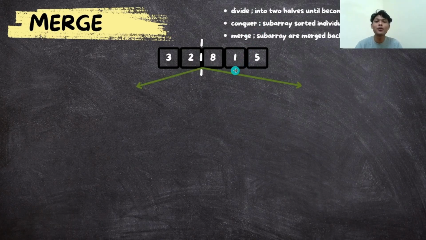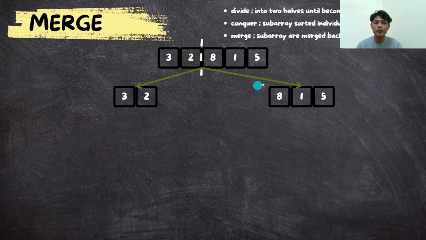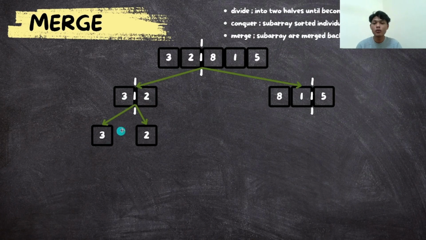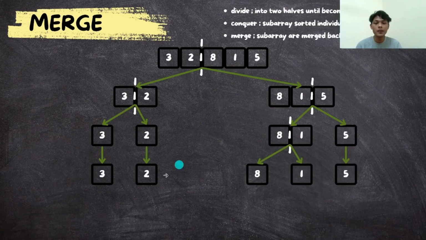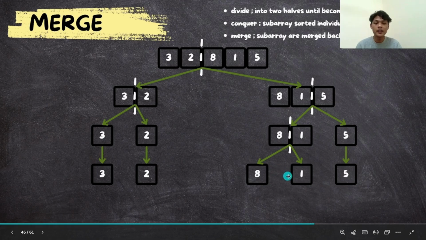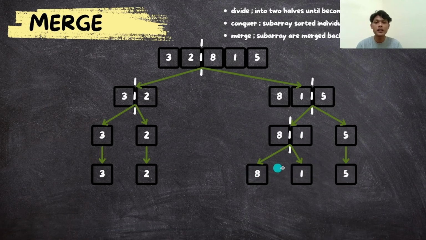So we split it into 2. The first part having 3 and 2, the first part having 2 elements, and the second part having 3 elements. We split it by 2 again until it becomes single elements. 3 and 2, we split by half, become single now. And 8, 1, however, doesn't become single, so we need to split it again. And it becomes like this: 3, 2, 8, 1, and 5 all become single elements.